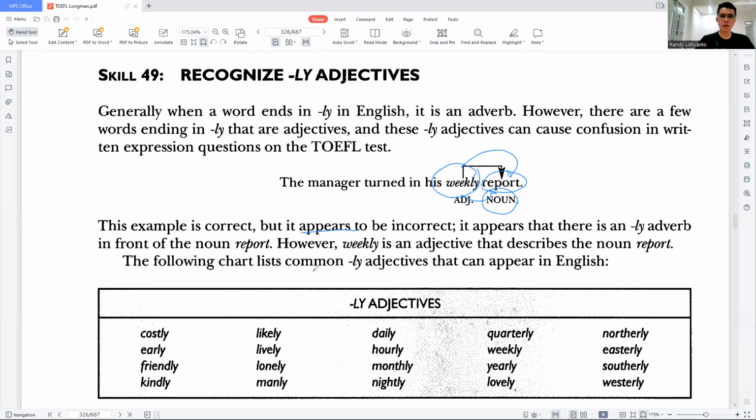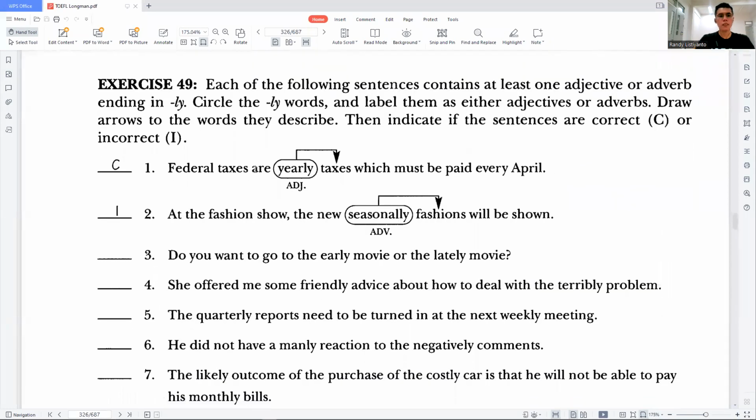The following chart lists common ly adjectives that can appear in English. Use this as one of the considerations to identify which words can be recognized as adjectives. Let's see the example. Question number 1: federal taxes are yearly taxes which must be paid every April. Yearly here is an adjective, because it describes the noun taxes. So it is correct.